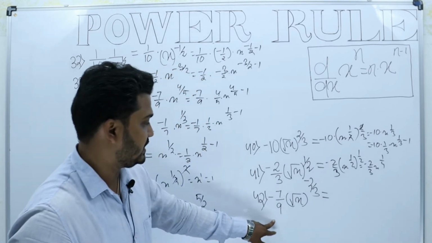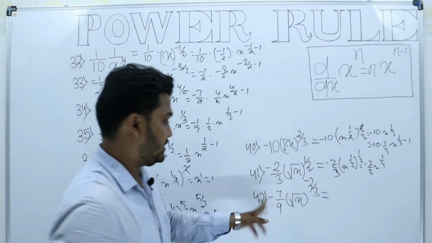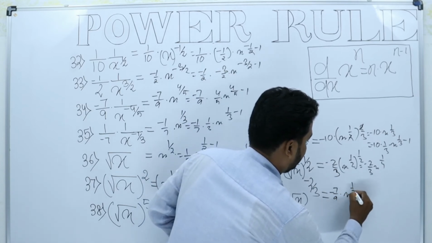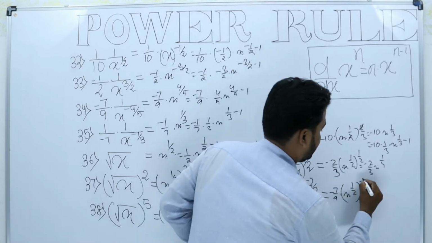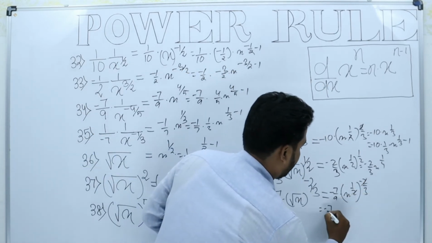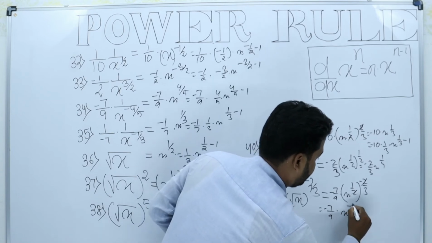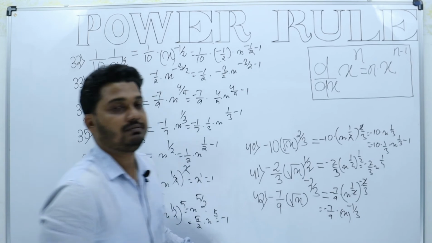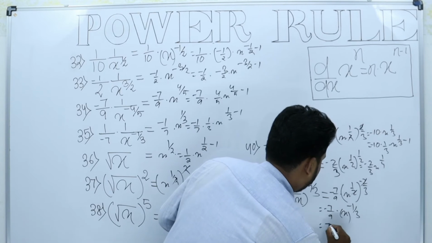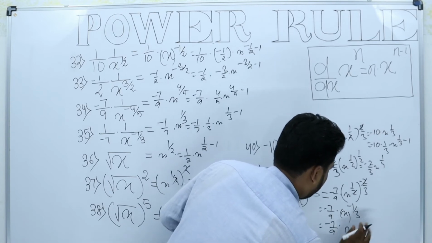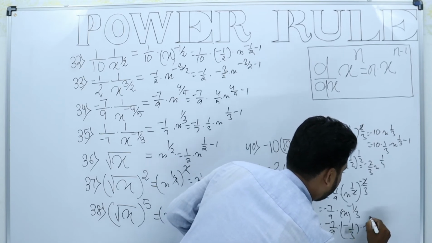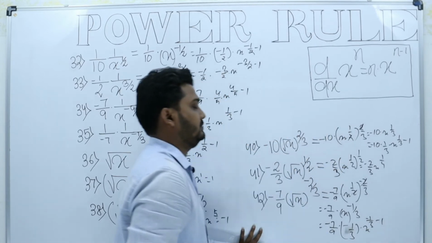Now move to the last question. Root x power minus 2 by 3. So minus 7 by 9 remains same. Root x means by default the power is 1 by 2 and here it is minus 2 by 3. So 2 got cancelled. We are left with only minus 7 by 9 with x to the power minus 1 by 3. Power is minus 1 by 3, so it will be minus 1 by 3 x to the power minus 1 by 3 minus 1. So it is minus 7 by 9 with minus 1 by 3 multiplied with x to the power minus 1 by 3 minus 1.